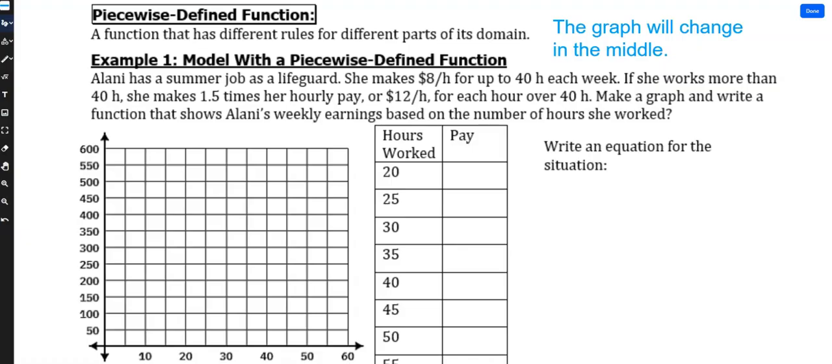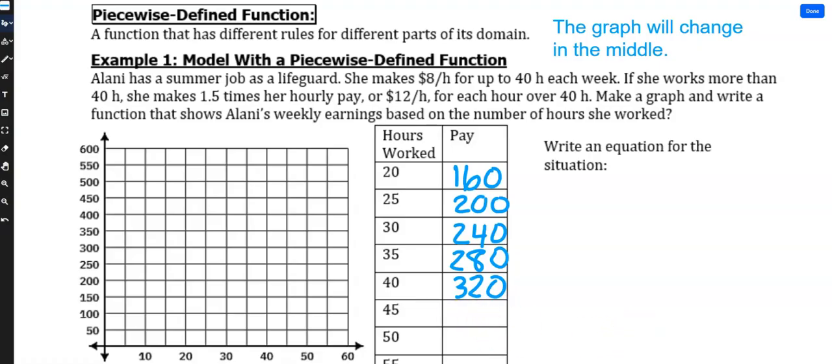So at 20 hours and $8 an hour, that's $160. 25 times 8, that would be 200. Now you can see that it went up by 40 bucks. Each time she goes up another 5 hours, it's going to go up $40 and another $40 and another $40. But something happens right at this point. Once she crosses the 40-hour mark, something changes, okay?